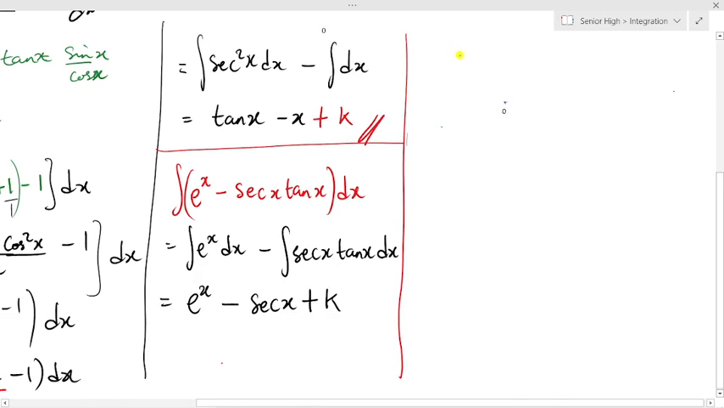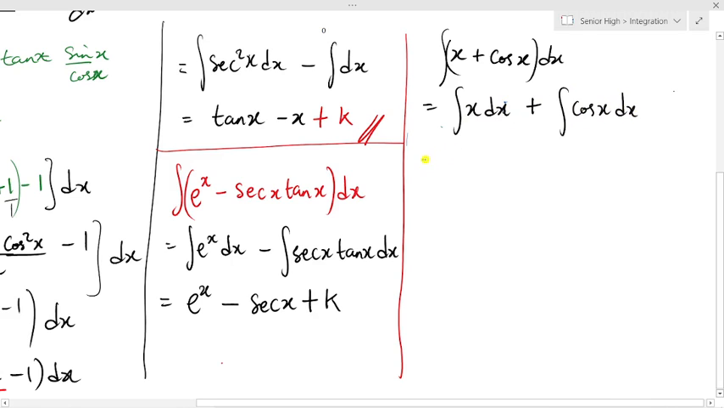If we're asked to integrate x plus cos x, okay, this should be very simple. So if we have to integrate this, we have that this is with respect to dx. So integrating this, we can break this down to two simple values: integral of x dx plus integral of cos x dx. So integral of x will be x squared over 2.